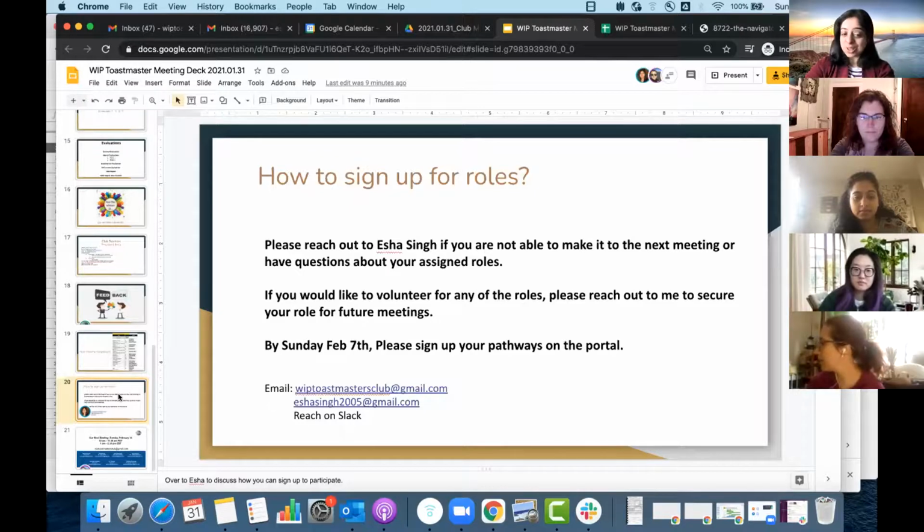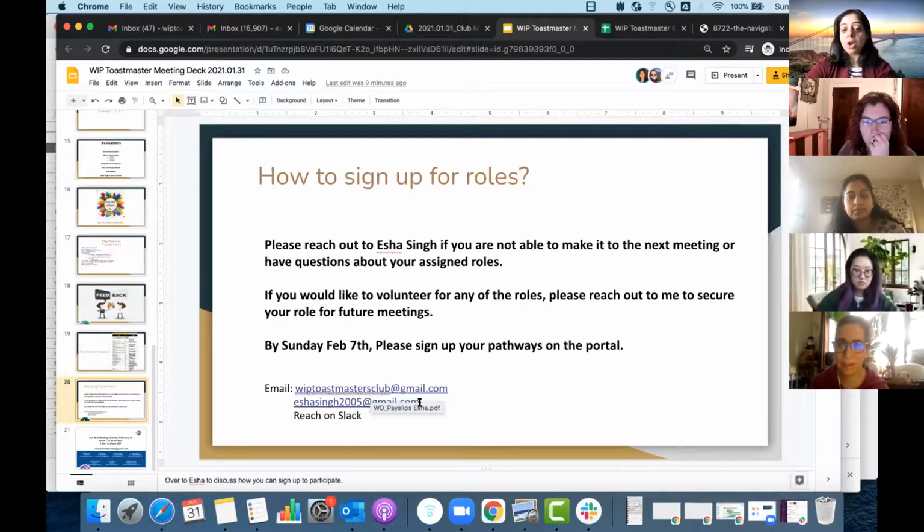Also, I would challenge everybody that by Sunday, February 7th, please sign up for your pathways on the portal so that we all can get onto the journey together. If you can't make it to the meeting, or you would like to volunteer or have any questions on pathways, please reach out to me by emailing wiptoastmastersclub@gmail.com, or my personal email, ishasingh2005@gmail.com, or reach me out in Slack.